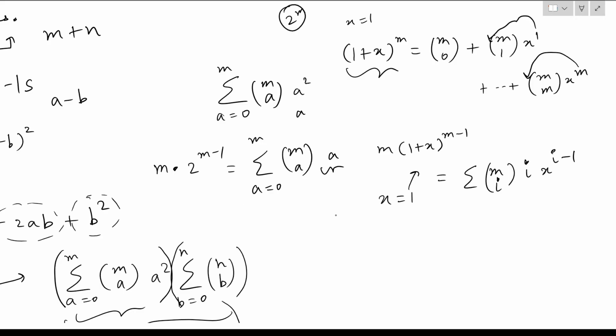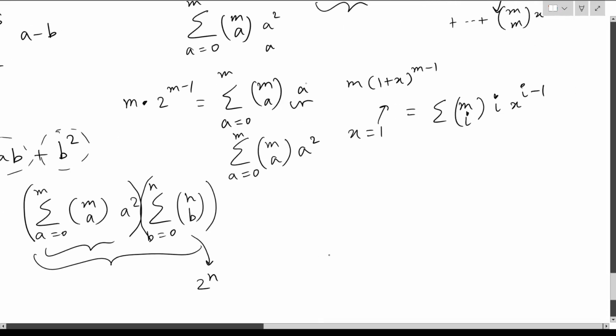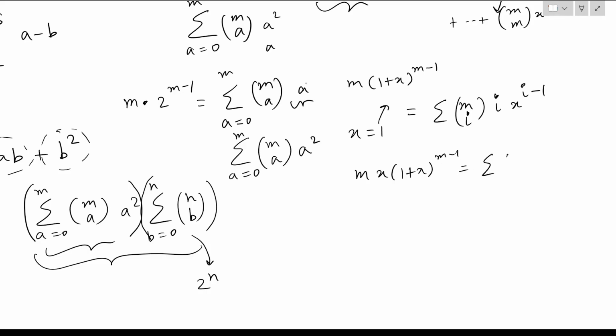Can anyone tell me how we can get to a square? So the idea, in fact, is to multiply with x again to obtain mx times 1 plus x to the m minus 1. And that gets us m choose i times i times x to the i. And now we can differentiate again and get this i outside, which will get us i squared, which is exactly what we want. So let's differentiate this quickly.